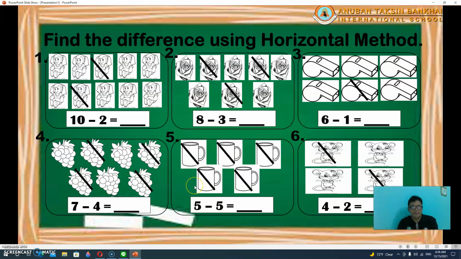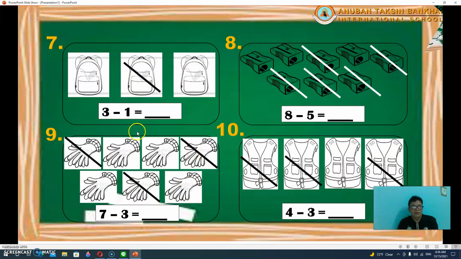Correct. And number 7. What are they? School bags. How many school bags are there? 3. 1, 2, 3 minus 1 equals 2. What are these?